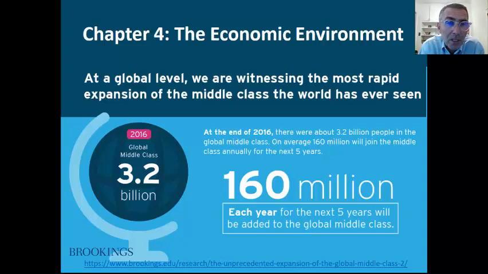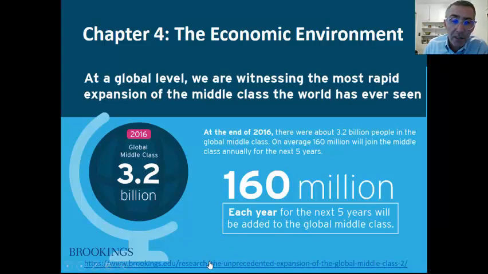That's right. So at a global level, we are witnessing the most rapid expansion of the middle class the world has ever seen. Here, the Brookings Institute is telling us that at the end of 2016, there were about 3.2 billion people in the global middle class. On average, 160 million will join the middle class annually for the next 5 years. Middle class as defined by each country, by the way. So here we have, we said about 7 billion people on the planet and 3.2 billion people reaching that. So that of course speaks to opportunities for marketing, right?